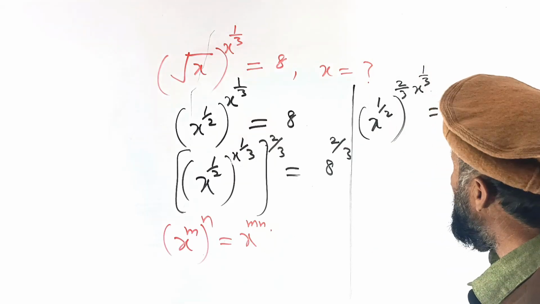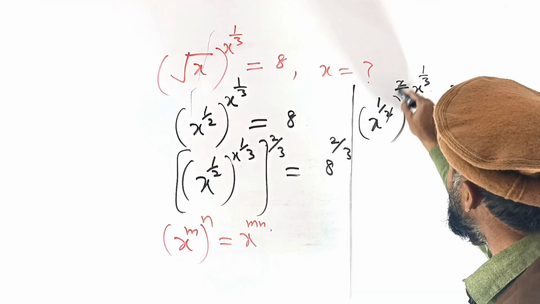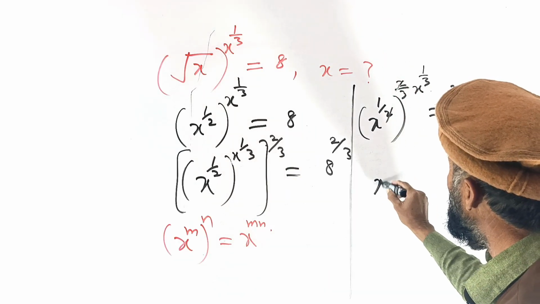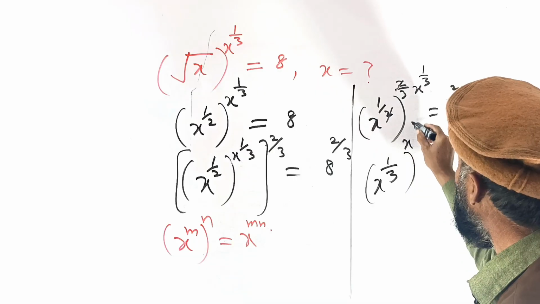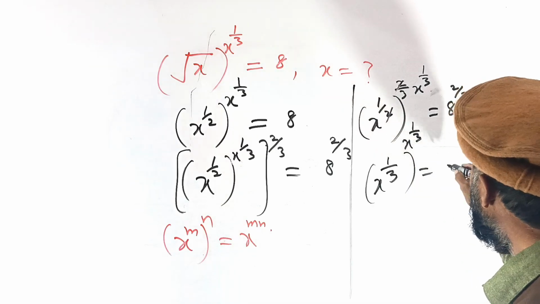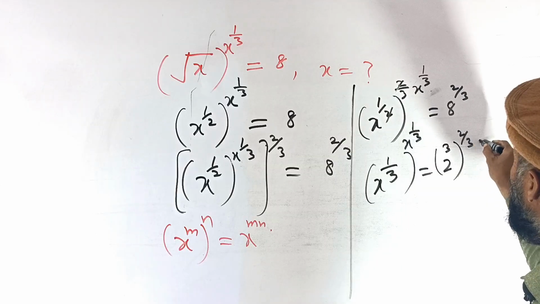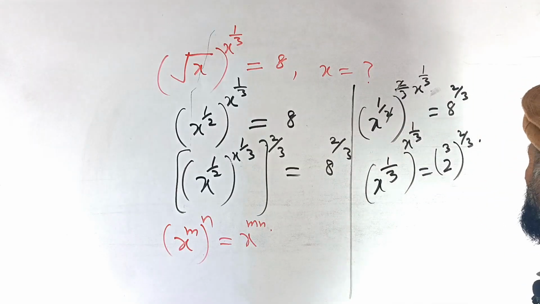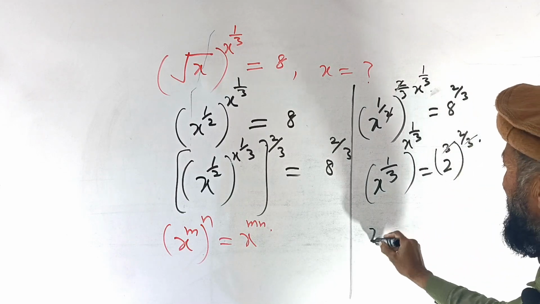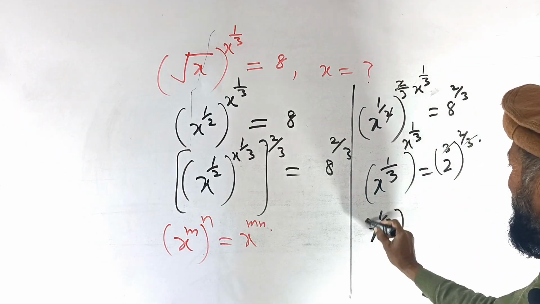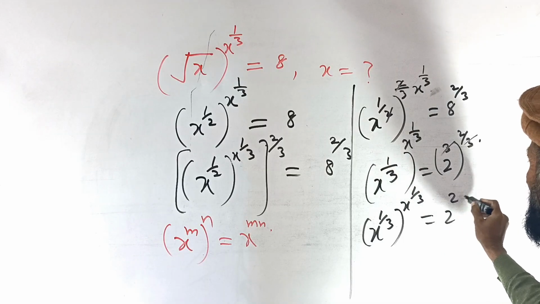Now further we simplify this term. This term is cancelled with this one, so we get x^(1/3) and x^(1/3) is equal to, now we can write 2 exponent of 3 and 2 by 3. Now this term is cancelled with each other. We get here (x^(1/3))^(x^(1/3)) is equal to 2 square.